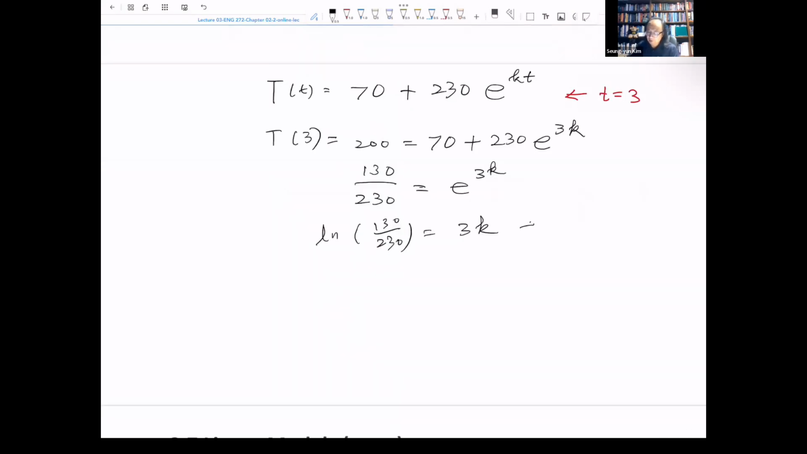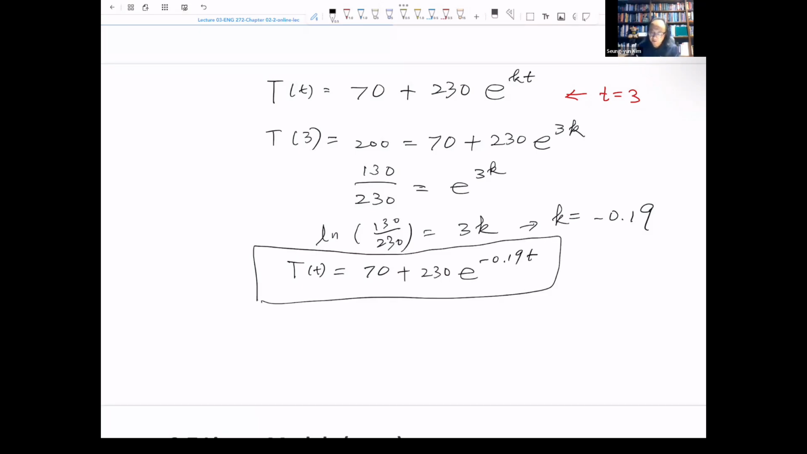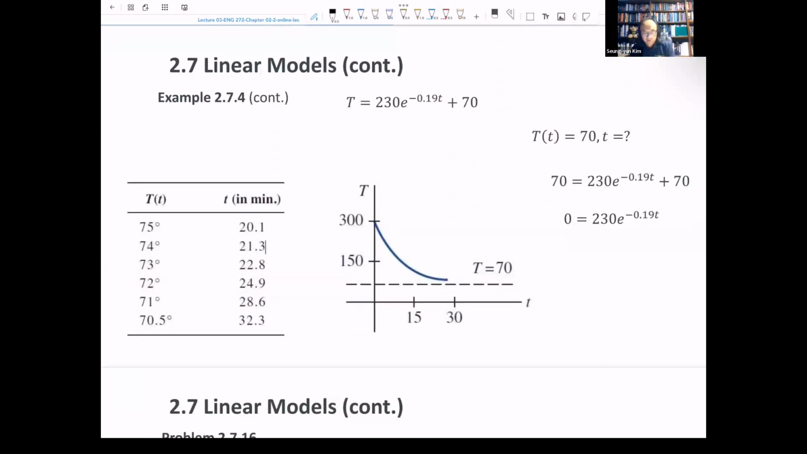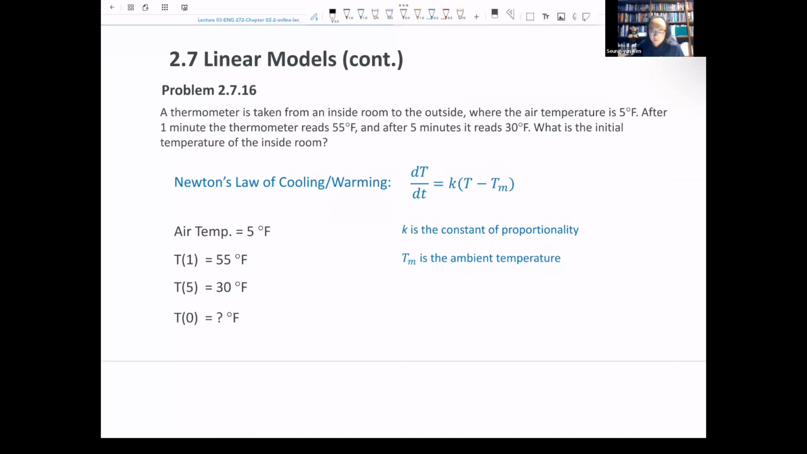And then using your calculator, we find k. So the complete equation is 70 plus 230 e to the negative 0.19t. And they want us to find when the final temperature is 70. They say impossible. If we plot this, it looks like this. It starts going down from a high temperature, but eventually we're going to get very close to room temperature 70, but based on this model, it's not going to be exactly 70 forever. Okay, we good?